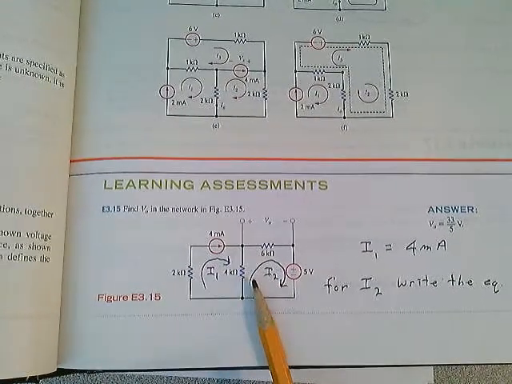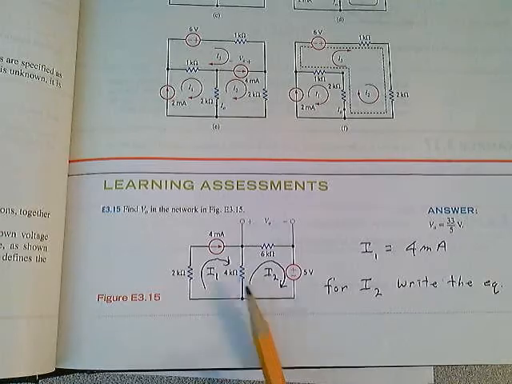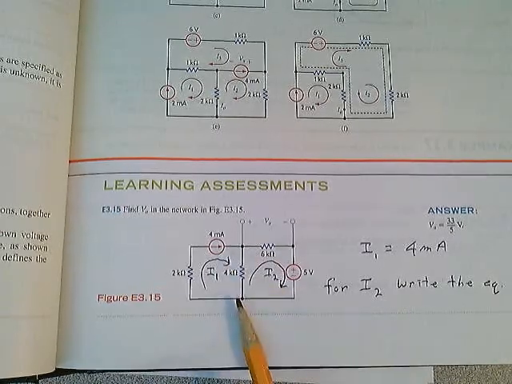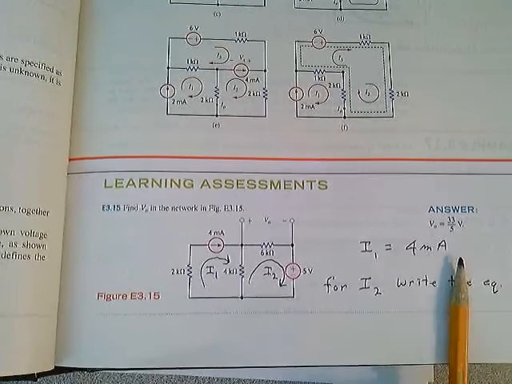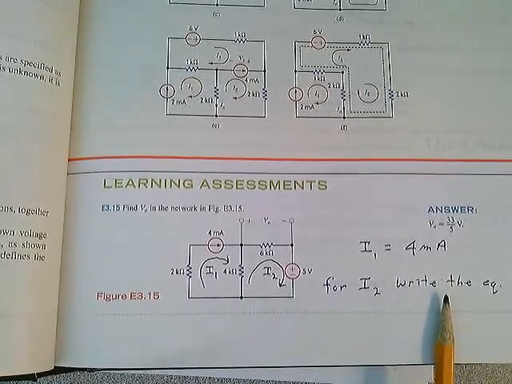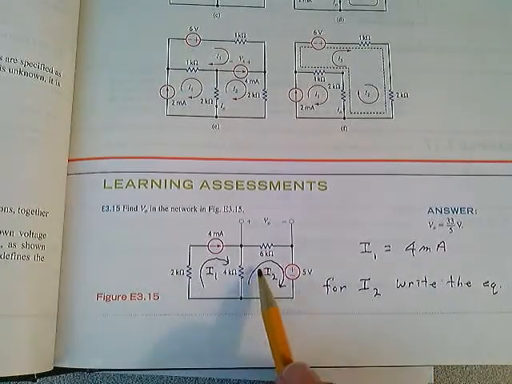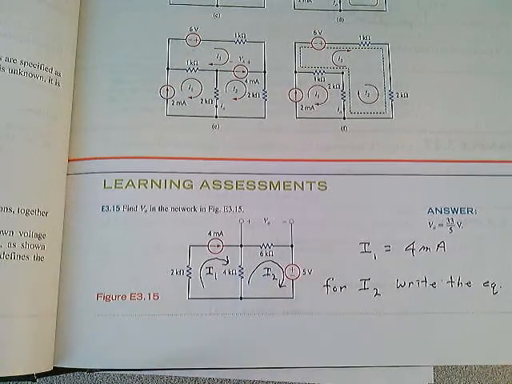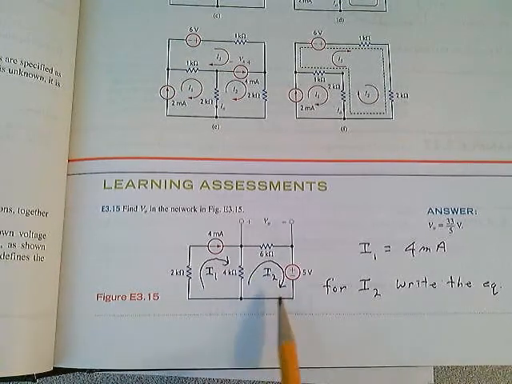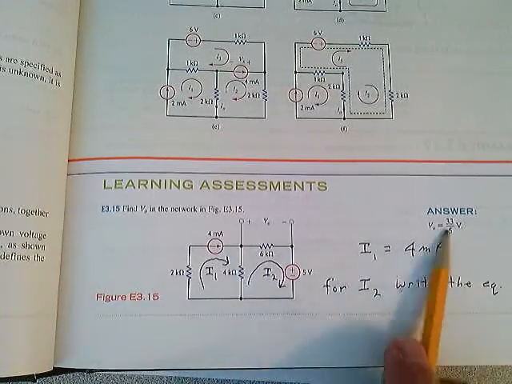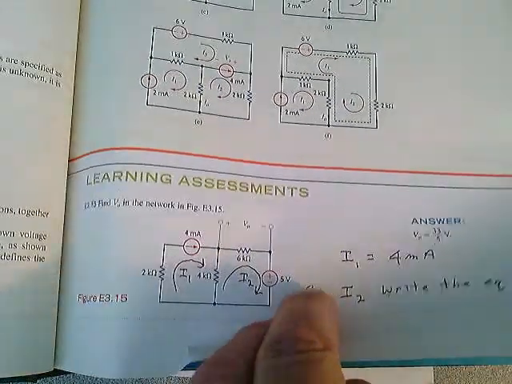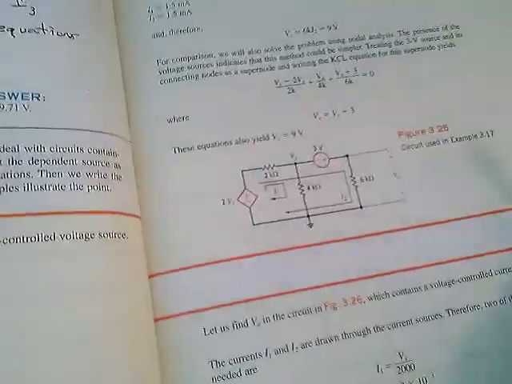Here's a learning assessment problem. They want you to find V out. I assign my loop currents very carefully. I1 is 4 milliamps. I'm almost done. You write one equation around loop 2. I called it I2 here, and you write the equation using Kirchhoff's voltage law around this loop. You get this answer, just using the techniques we've shown before.